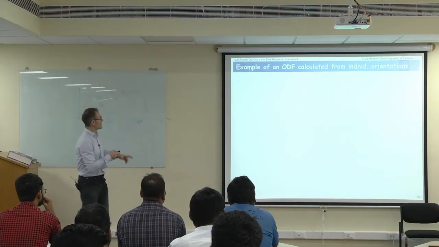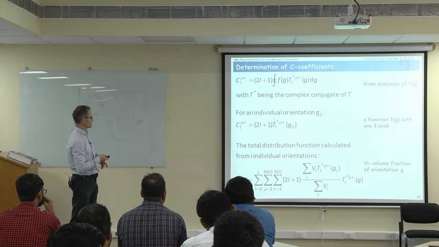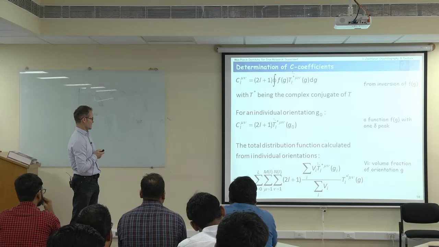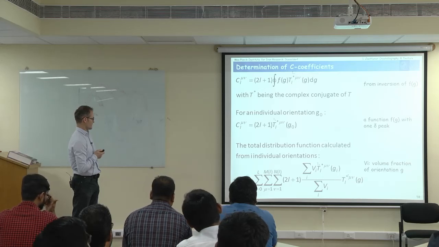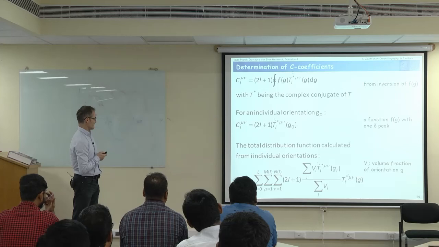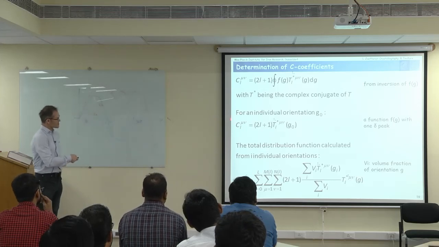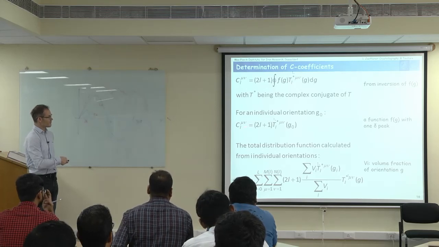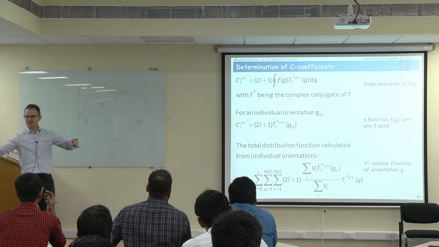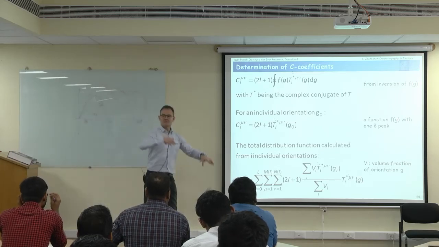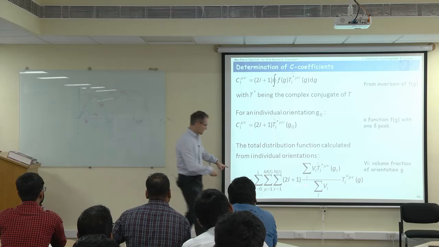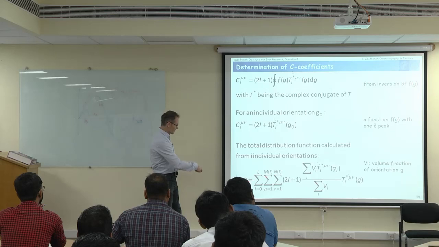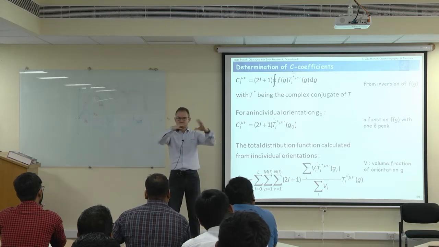Important, and this I forgot to mention: I mentioned this is for an individual orientation. For one orientation you can calculate the C coefficient directly. It's this analytical solution. And now if you have 100 orientations, then you just add them together to calculate all these C coefficients, but you must smooth them out.